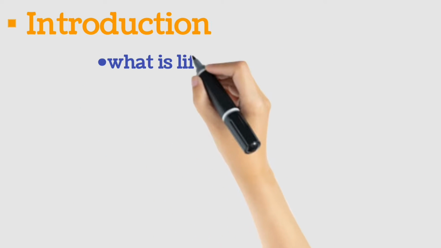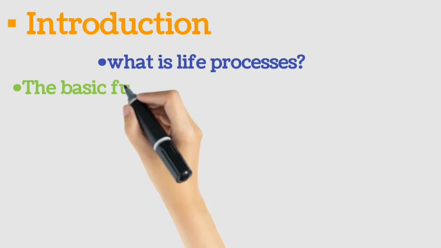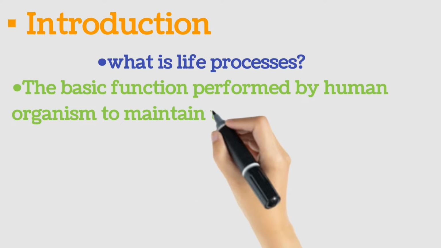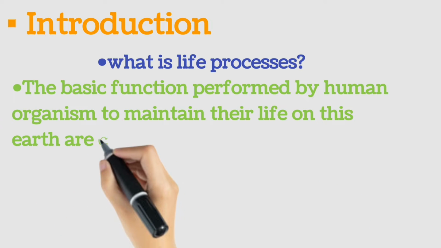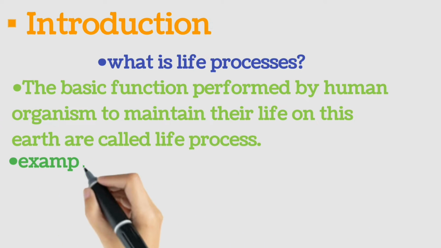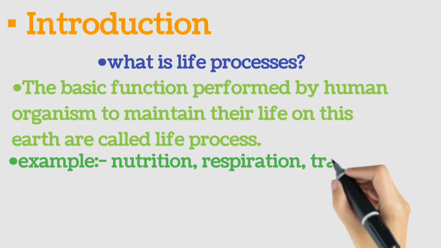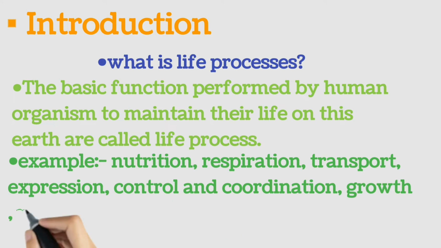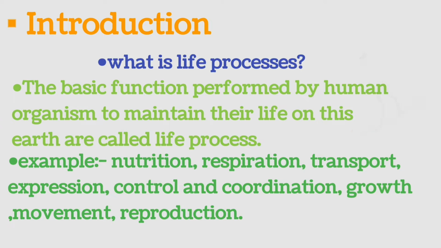Introduction. What is life process? The basic functions performed by living organisms to maintain their life on this earth are called life processes. Examples: nutrition, respiration, transport, excretion, control and coordination, growth, movement, reproduction, etc.